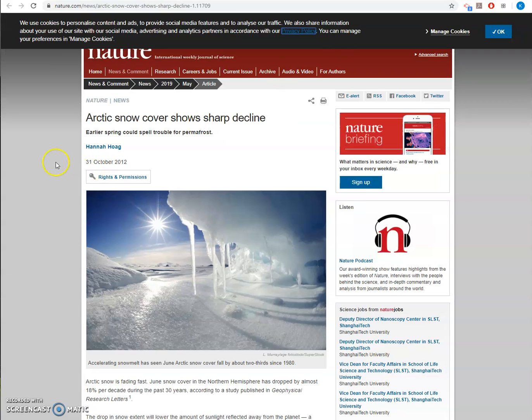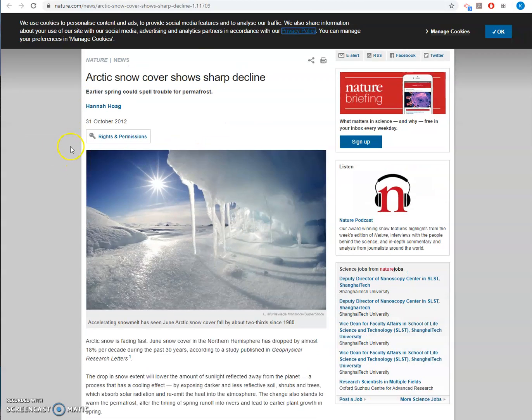And here we go. Arctic snow cover shows sharp decline. Earlier spring could spell trouble for permafrost. Have you heard of this permafrost stuff? It exists in some of your specific biomes. It basically means the top surface of the ground is permanently, or all the time, frozen. If that permafrost is melting, things are going to happen that are different. It's going to change the area, and it actually is going to produce some greenhouse gases.